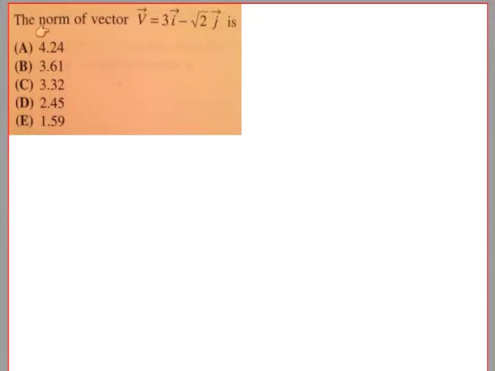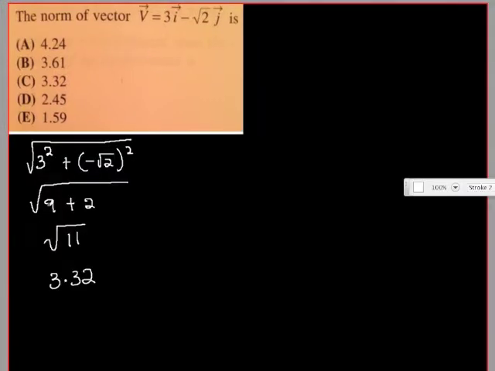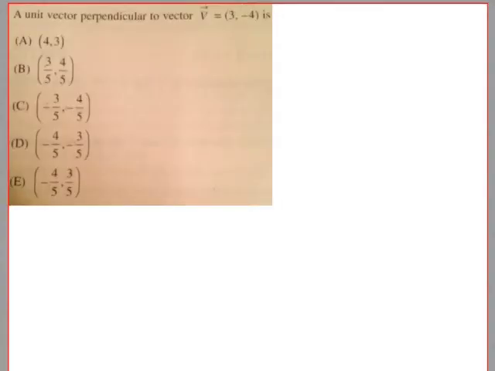All right, pause the video and try it on your own. I'll see you back in a minute. Did you get C? So again, the magnitude of the vector would be 3 squared plus root 2 squared. 9 plus 2, root 11 gives you 3.32. This is the last one. I'd like you to pause your video and try this on your own. I'll see you back in a minute.